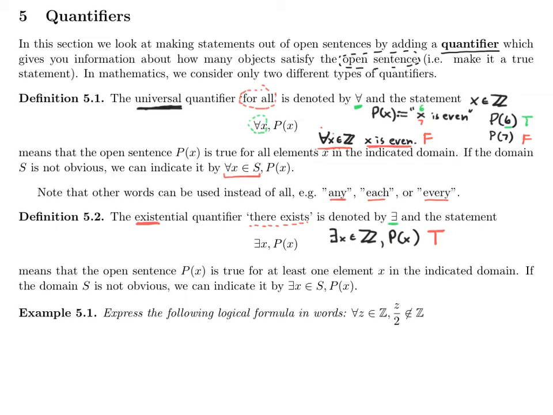So that's the idea of quantifiers, of these universal and existential quantifiers. Again, they take open sentences and in some sense convert them into statements by telling you how many objects the open sentence applies to. And just like before, if we need to indicate the domain to be precise, we can do that just like we did here.